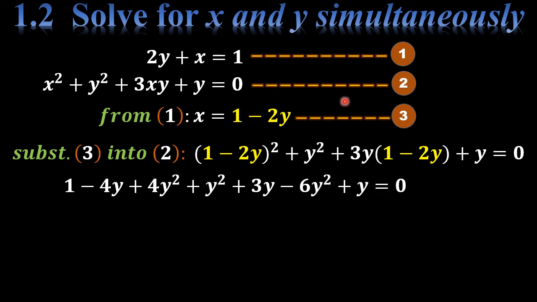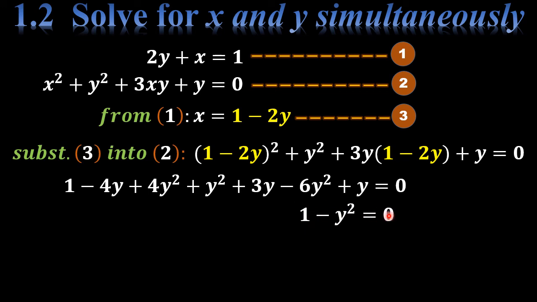Then from there you can group like terms. 4y squared plus y squared is 5y squared. 5y squared minus 6y squared will be minus y squared. And then minus 4y, remember 3y plus y is 4y, so minus 4y plus 4y is 0. Then you remain with 1 minus y squared is equals to 0.